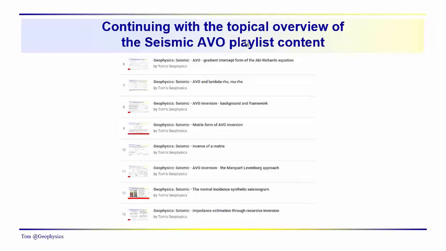Well, let's continue with our topical overview of the Seismic AVO playlist. We are looking at the remaining 13 videos here. In the initial review, we left off with a discussion of the AVO gradient intercept approach, the Aki-Richards formulation of amplitude variation with offset, and we'll pick up here and, briefly, as before, note the topics that we've talked about.